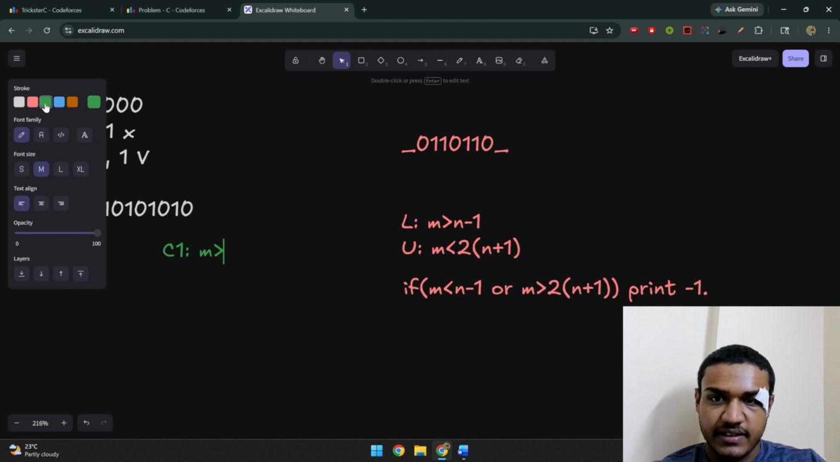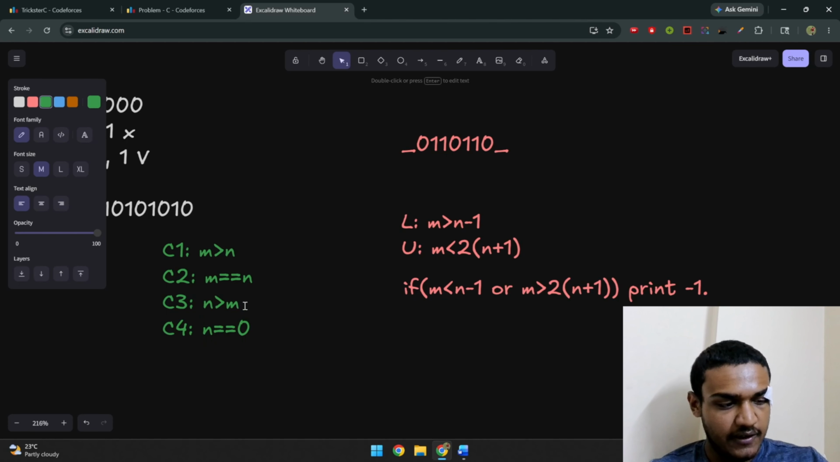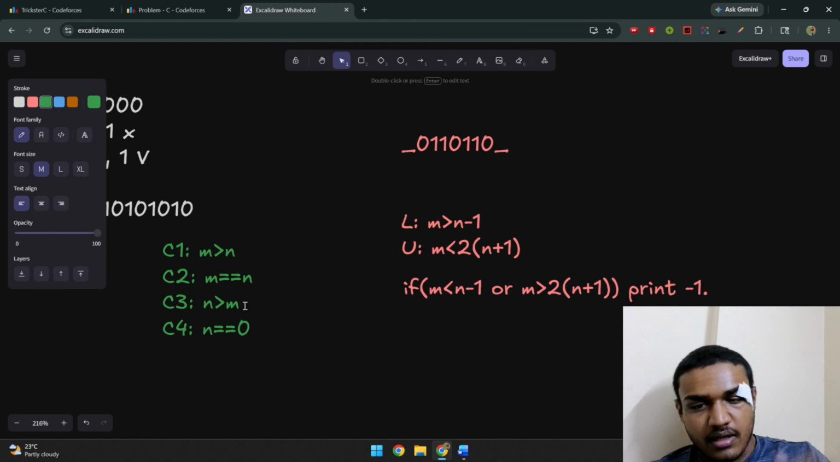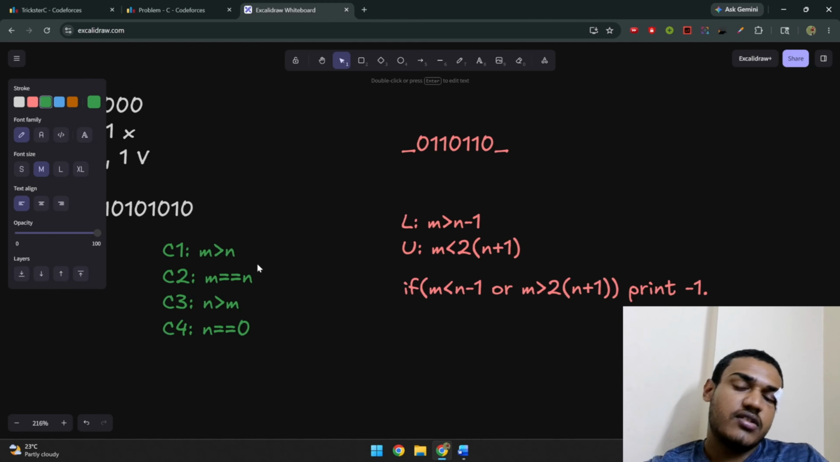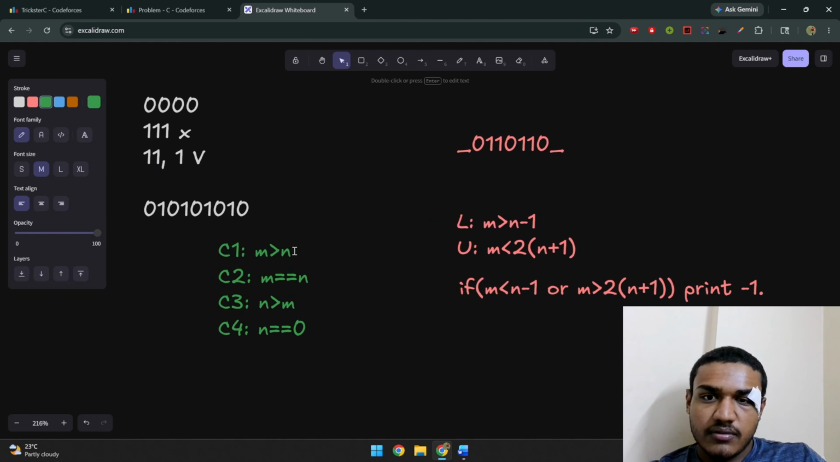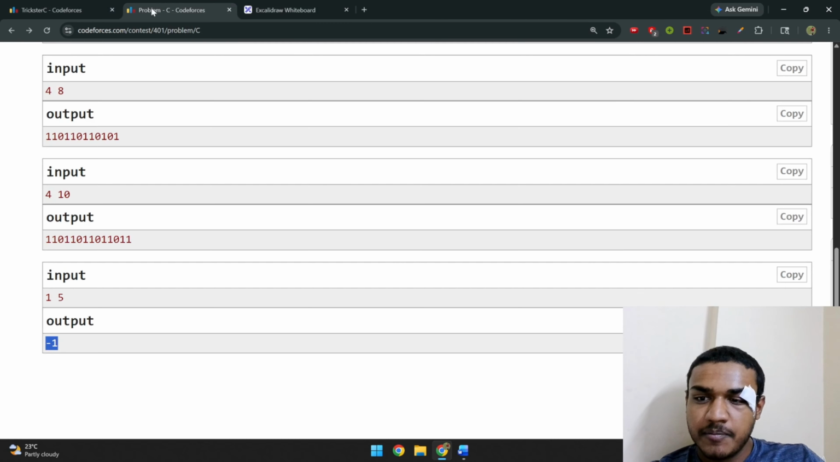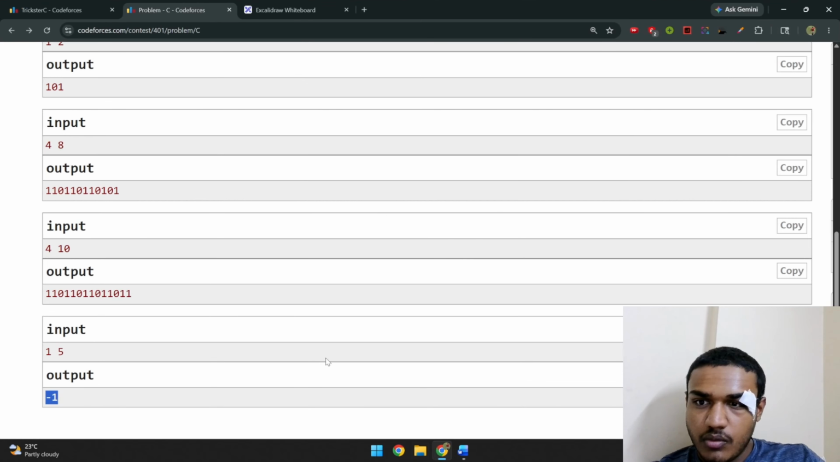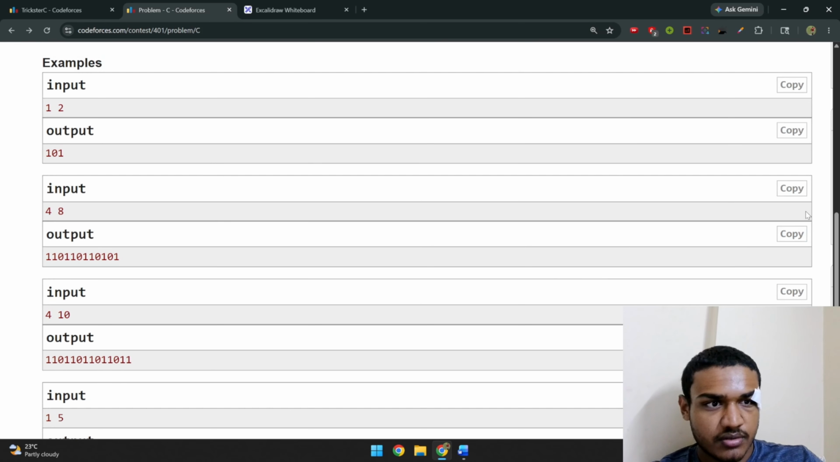You'll have m greater than n. Case two, you'll have m is equal to n. Case three, you'll have n greater than m. Sorry, n greater than m. And case four, you'll have n is equal to 0. And for this, you'll have n greater than m. So let's look at these conditions and what these mean in the first place, right? Let's take an example input for us to better understand it. So let's look at 4 and 8.